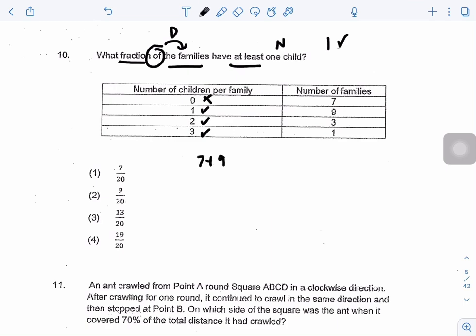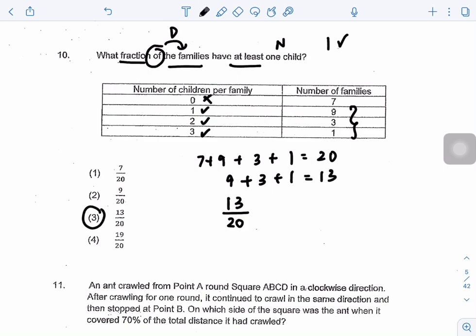7 plus 9 plus 3 plus 1 equals 20 families. You got 20 families. And how many of them have got at least one? 9 plus 3 plus 1, that is 13. So you got 13 over 20. Option number 3.